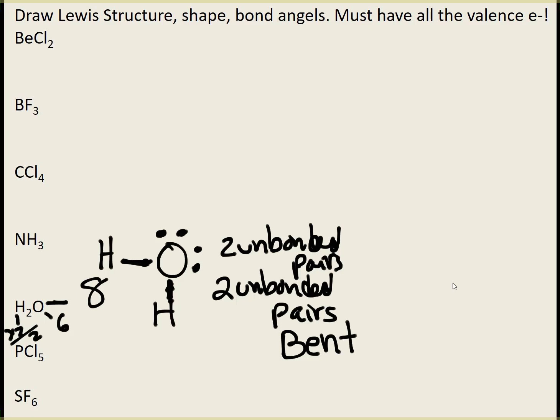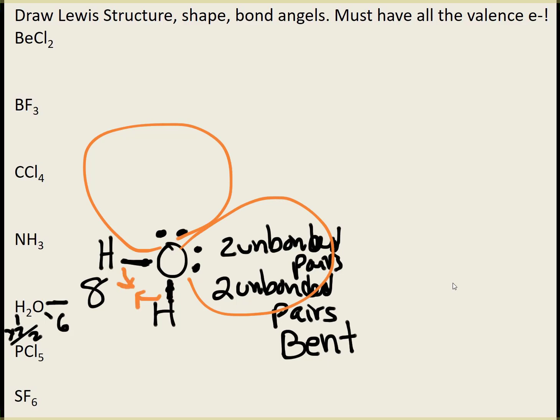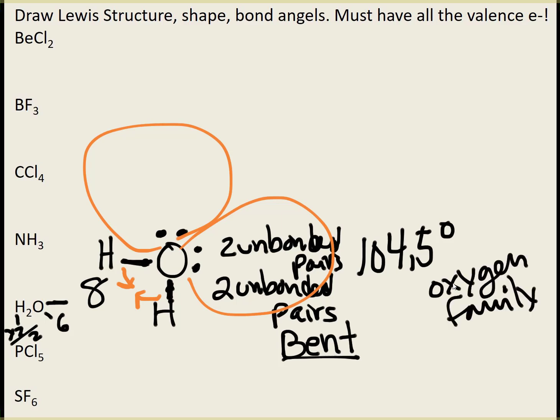The bond angles for this, because I have 2 unbonded pairs, and you wouldn't draw these lines, but I'm just trying to demonstrate that these unbonded electrons spread way out. They're going to push these bonds closer together, so they're going to be even closer than that NH3. So these are going to have a bond angle of 104.5 degrees. What makes a bent shape? Well, the oxygen family will make molecules that have 2 unbonded pairs, and that's what's going to cause the bonds to be closer together, which gives us this bent shape.